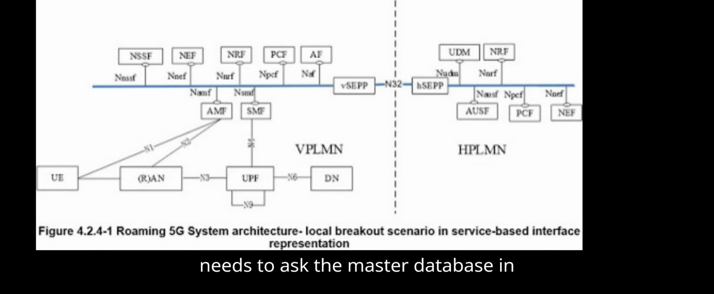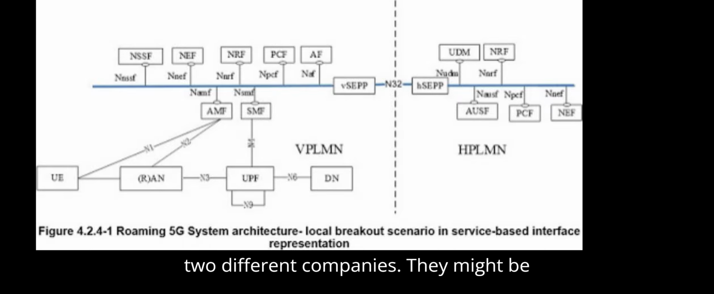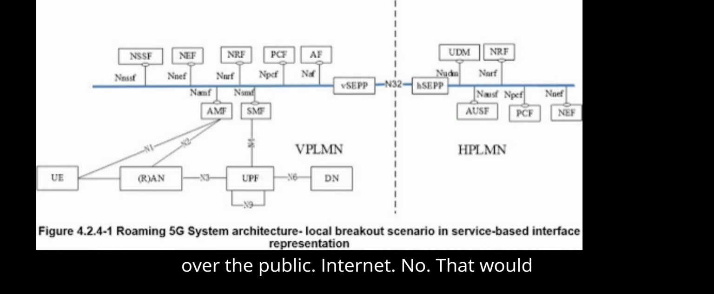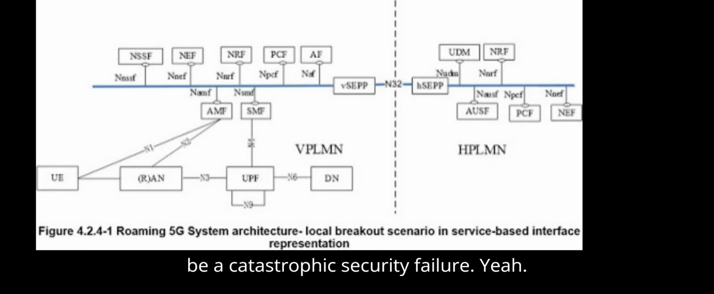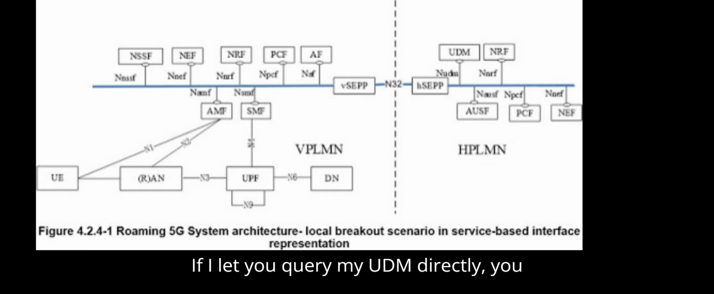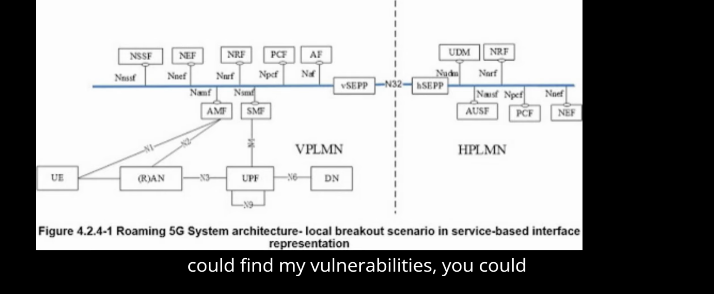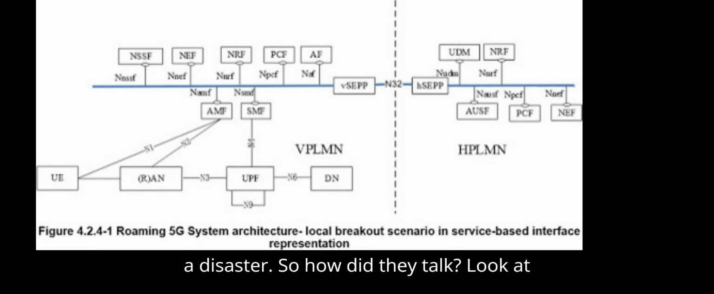So we have a situation. The bouncer in Japan needs to ask the master database in Taiwan if I'm allowed in. But these are two different companies. They might be competitors. I assume they don't just open up their databases to each other over the public internet. No, that would be a catastrophic security failure. If I let you query my UDM directly, you could map out my entire network, you could find my vulnerabilities, you could target my other subscribers. It would be a disaster. So how do they talk?